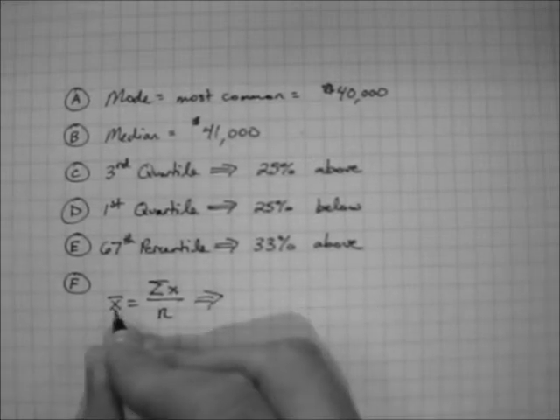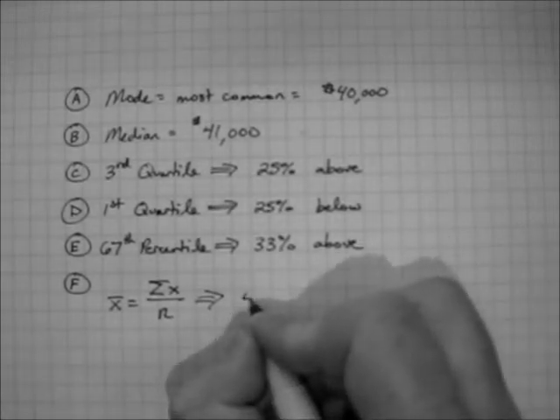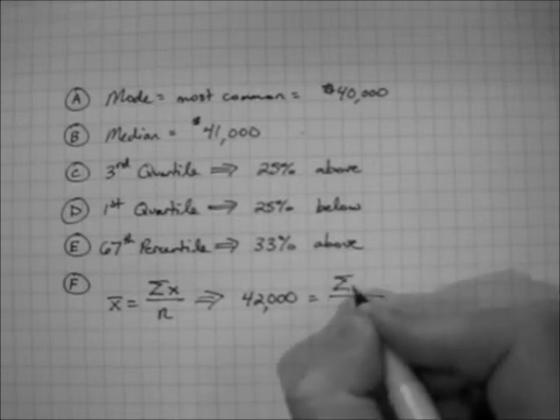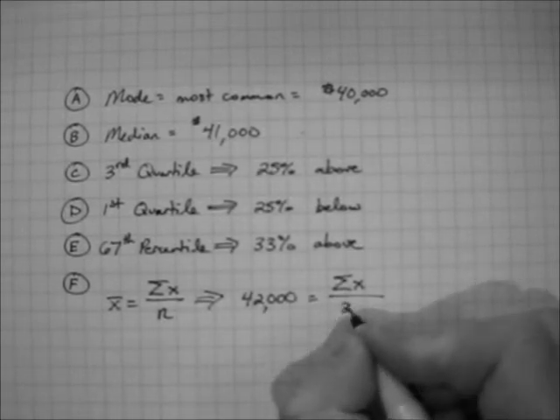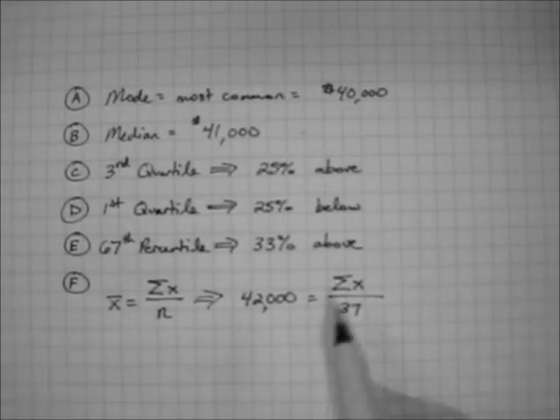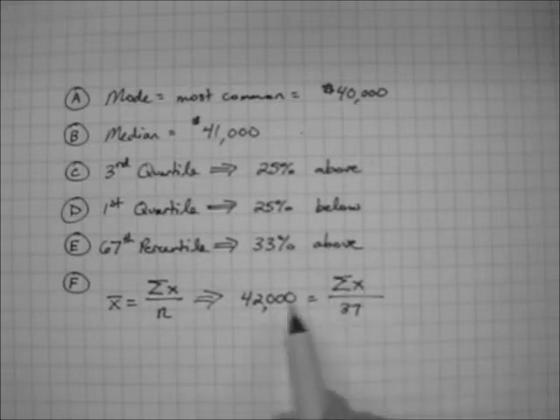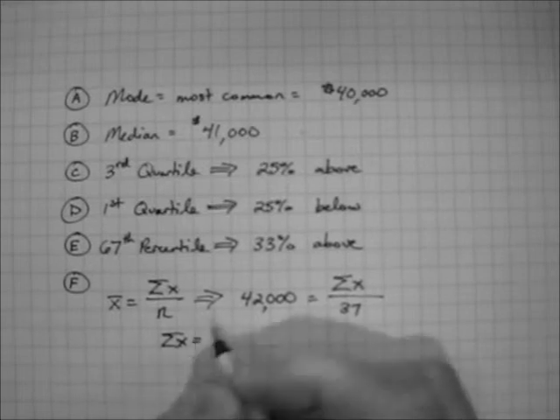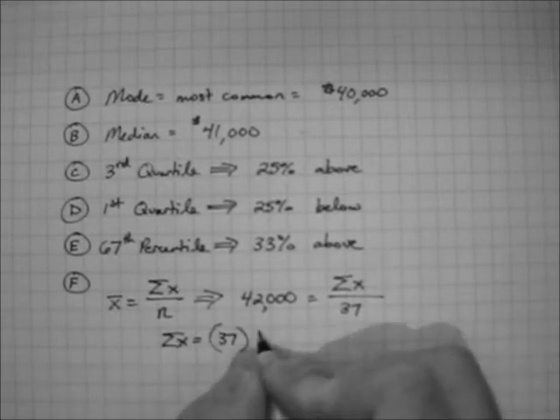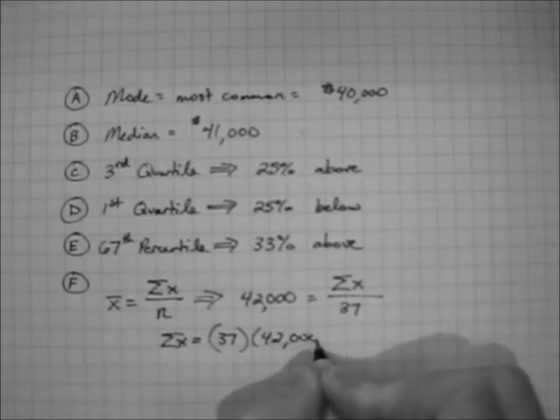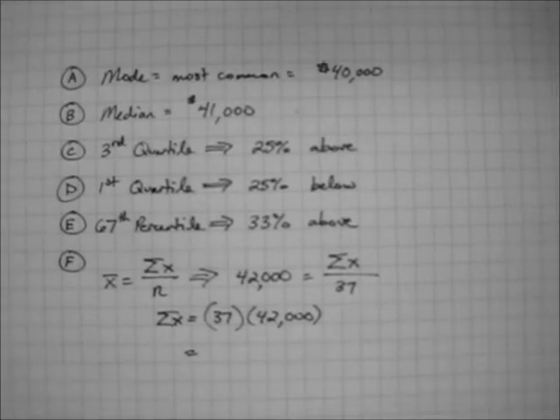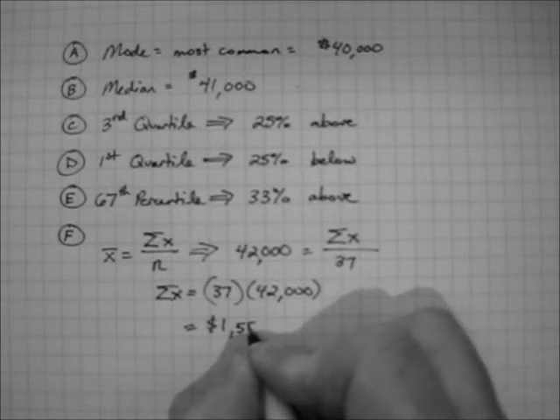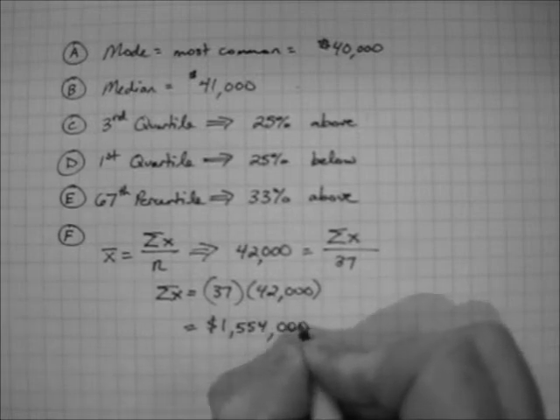So plugging the values in, the mean salary was $42,000, and the number of salaries was 37. So very simple algebra here. If I want to know what the sum of the salaries was, multiply both sides by 37, and I get that the sum of the x's equals 37 times 42,000, which ends up being $1,554,000.